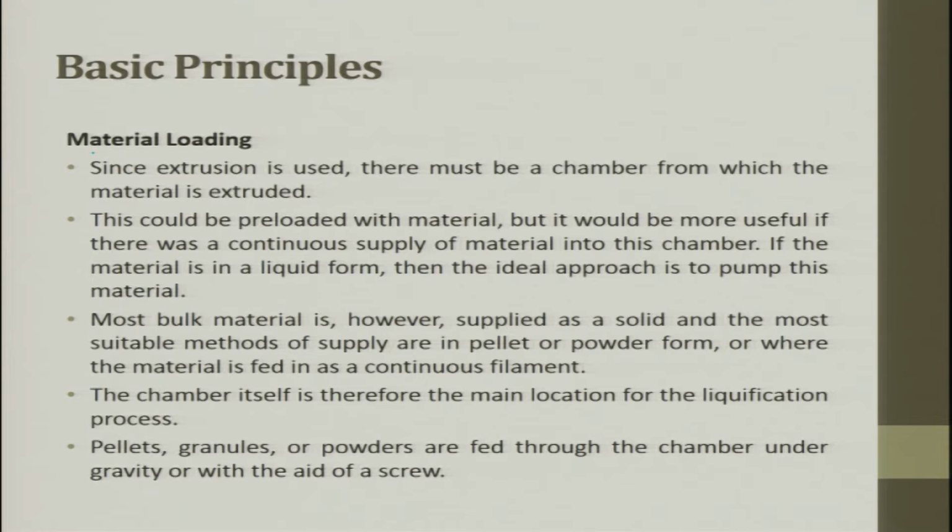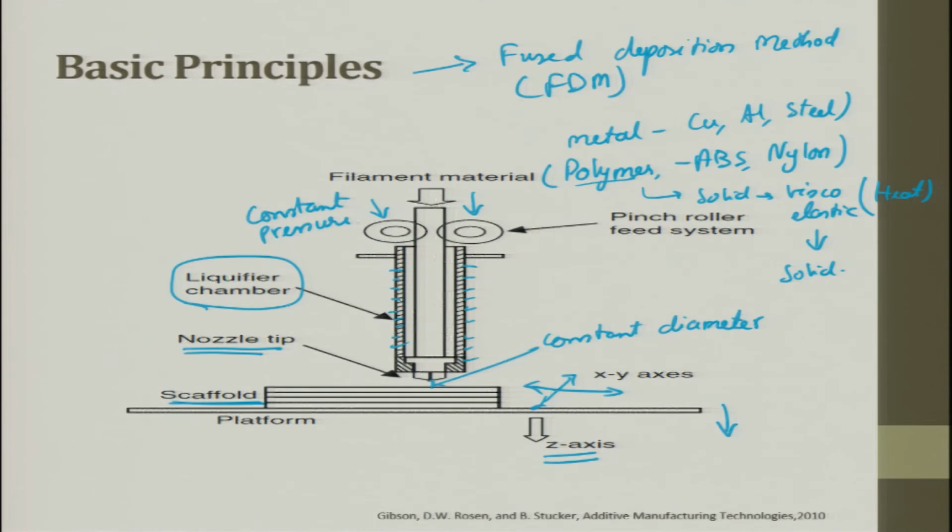So we have laid down all the common features. Material loading is one. Since extrusion is used, there must be a chamber from which the material is to be extruded. So generally what happens, if you look at the nozzle, this nozzle will be attached to a spool. In the spool we will have something like 1000 meters long wire which is passed through it.